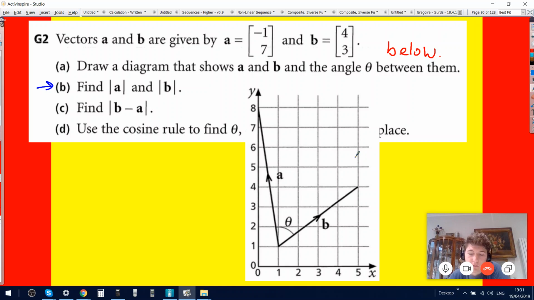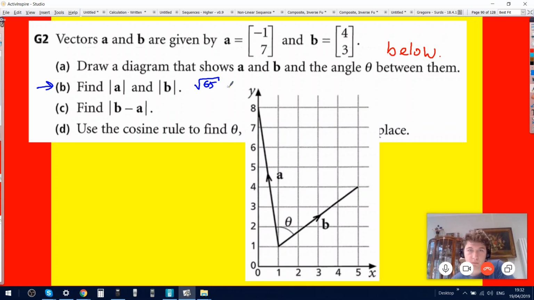Magnitude. So the magnitude. So we would use Pythagoras' theorem, and we would do square root of 1 squared plus 8 squared equals the magnitude. And that would get square root of 65. Okay. Which is 8.1, pretty much. I'll just use root 65.